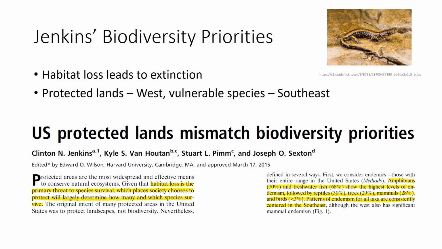Scholar Clinton Jenkins proposed his own conservation strategy in the United States. Jenkins understands that habitat loss leads to species extinction, which is why he is concerned with current conservation efforts in the United States. Most protected lands are in the West, but the most vulnerable species are in the Southeast.